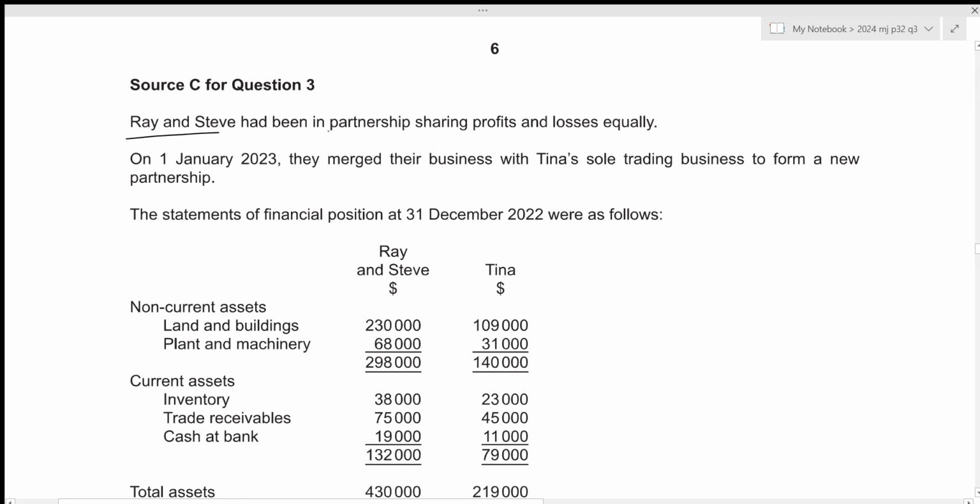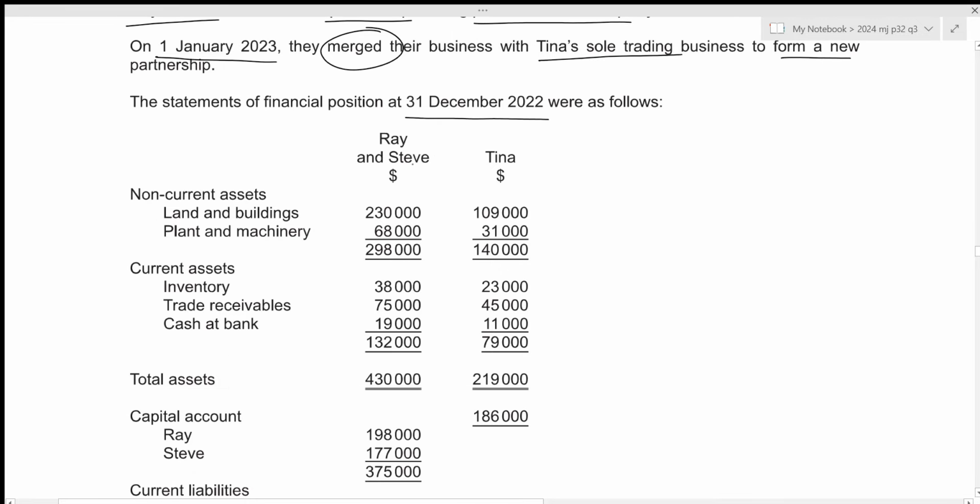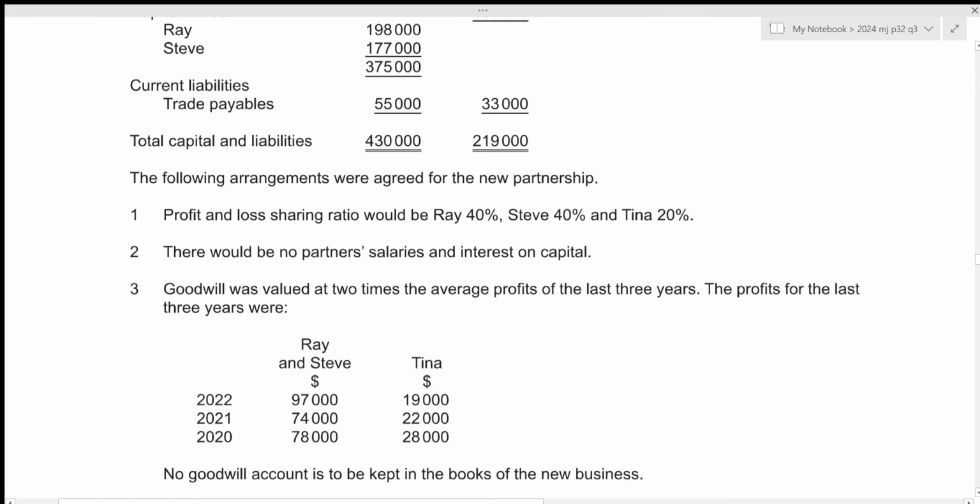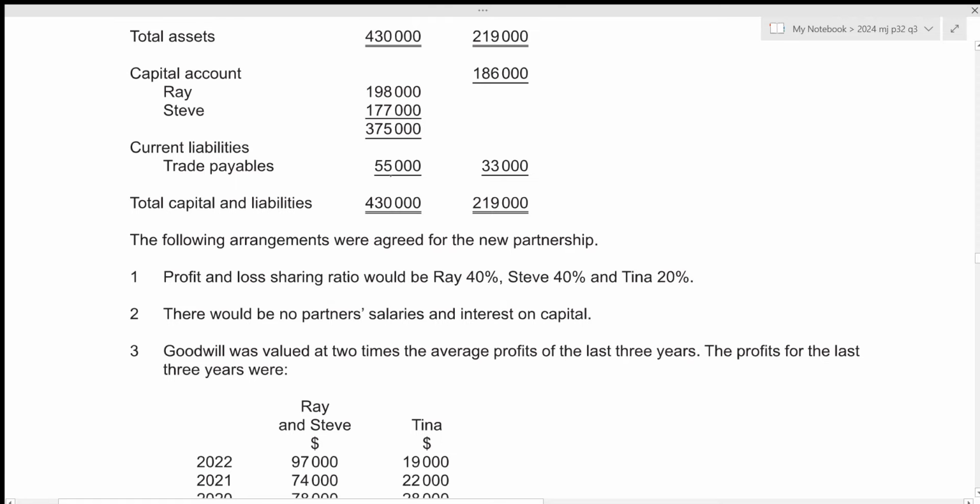Ray and Steve had been in partnership, sharing profits and losses equally. On 1st January 2023, they merged their business with Tina's sole trading business to form a new partnership. The statement of financial position at 31st December 2022 is given for Ray and Steve's partnership business as well as Tina's sole trading business. We have the non-current assets, current assets, capital accounts, and we have the current liabilities. We do not have any non-current liability in this case. The following arrangements were agreed for the new partnership. Profit and loss sharing ratio would be 40% for Ray, 40% for Steve, and 20% for Tina.